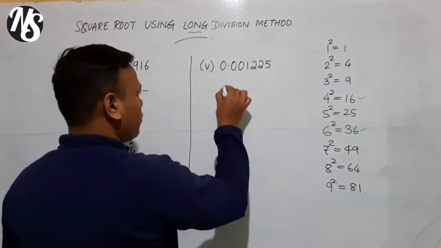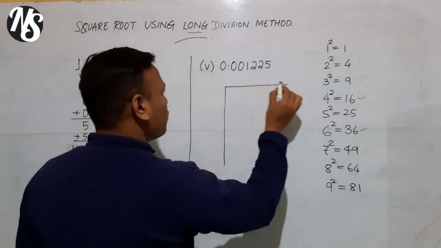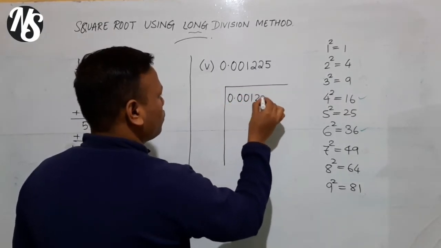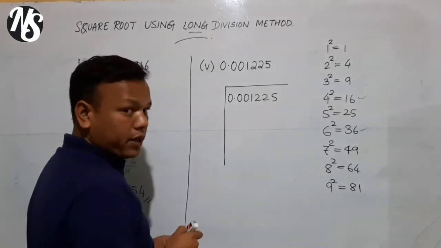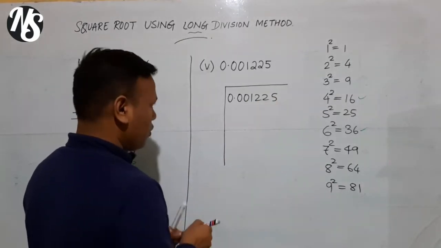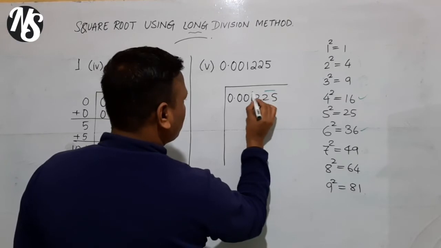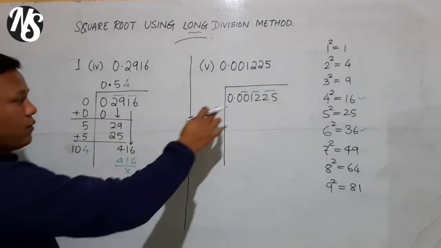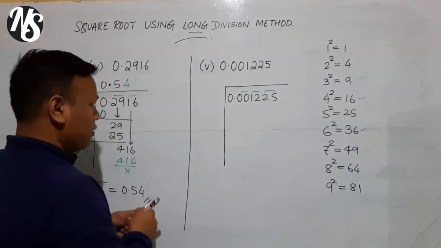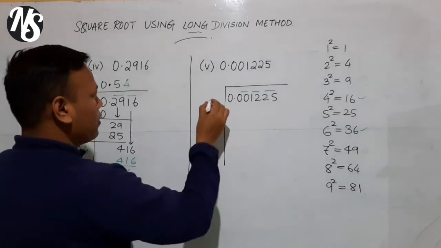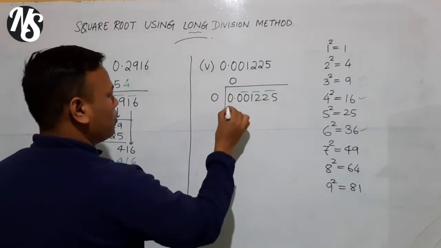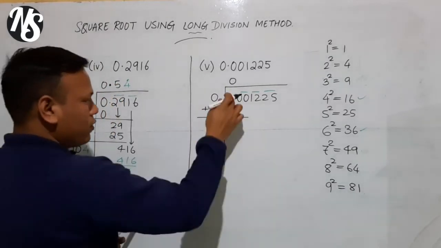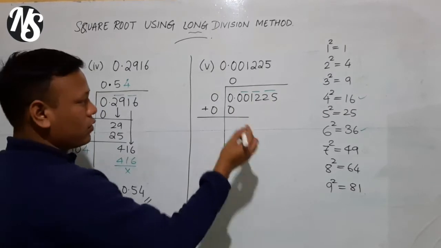So if you try this, first and foremost, let me write down the number 0.001225 from the pair. Okay, so forming the pairs: 1, 2, 3. As usual, like the earlier one, we have 0, so we write here 0. 0 zeros are 0, so add 0, you get 0 only, no need to write that. So subtract this, you get still 0.